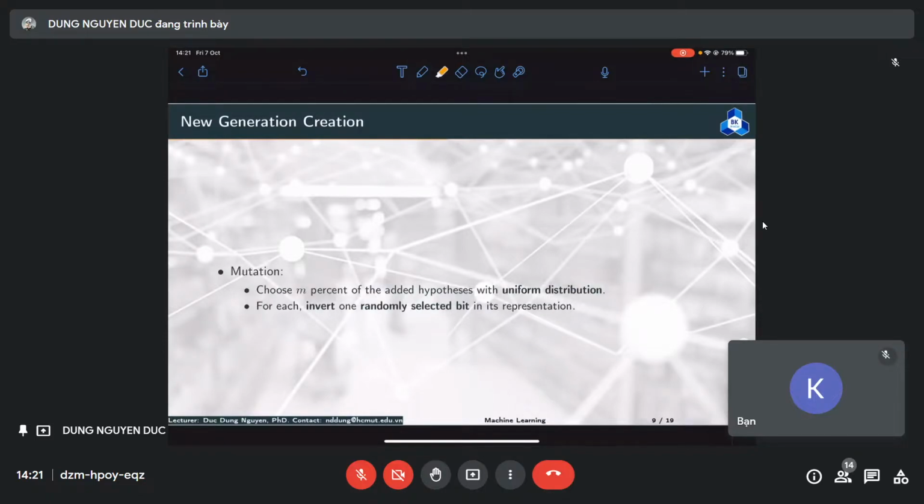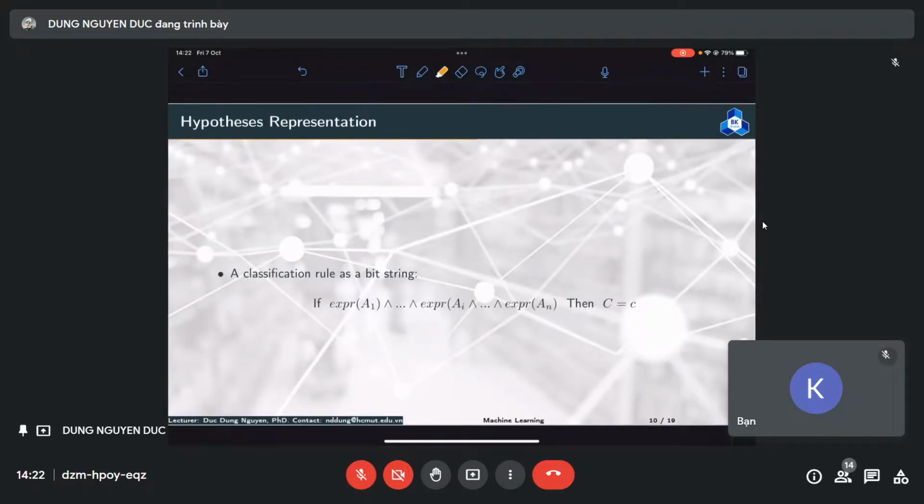For mutation, we just randomly select some gene and we invert that gene. Randomly select one bit to invert and make it something crazy. Given that hypothesis, you can see that some people can represent decision rules like this as a hypothesis.